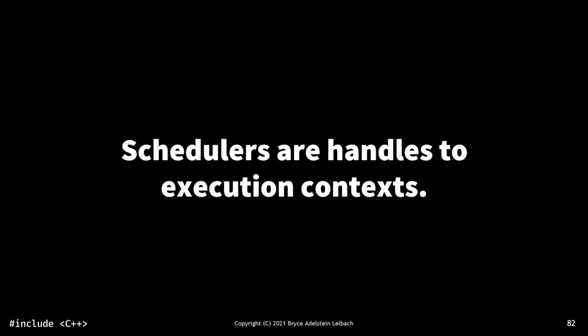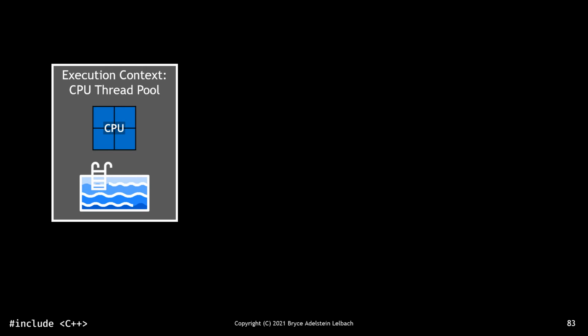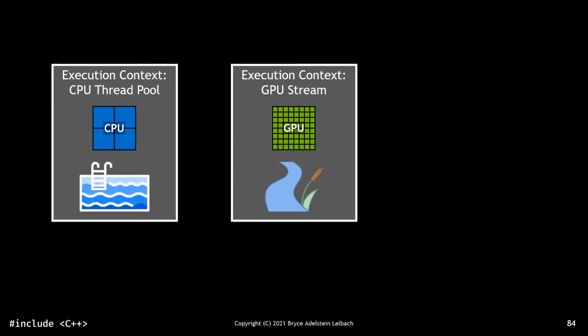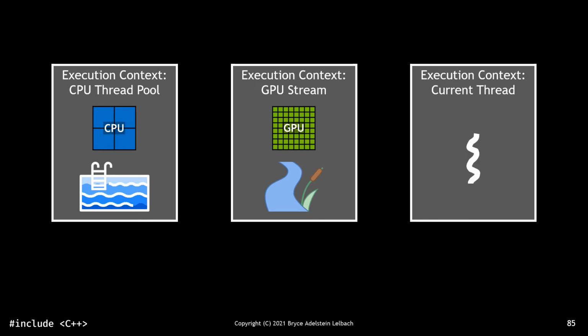Let's look at schedulers in more detail. I said they are handles to execution contexts, but what exactly does that mean? An execution context is a resource that represents the place where execution will happen. This could be a concrete resource, like a specific CPU thread pool, or a GPU stream. It could also be a more abstract resource, like the current thread of execution. Execution contexts don't necessarily have a representation in code, and today they don't have any exposed interface. They may have state associated with them, OS handles, memory, metadata, etc.